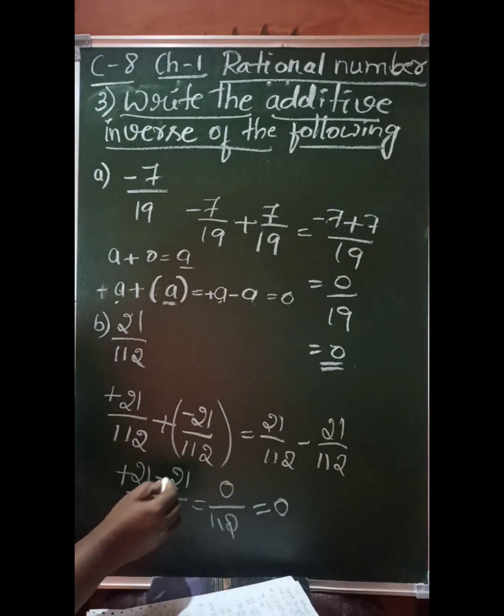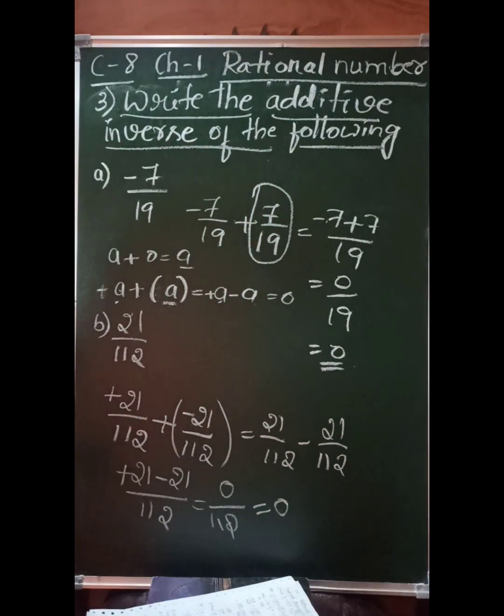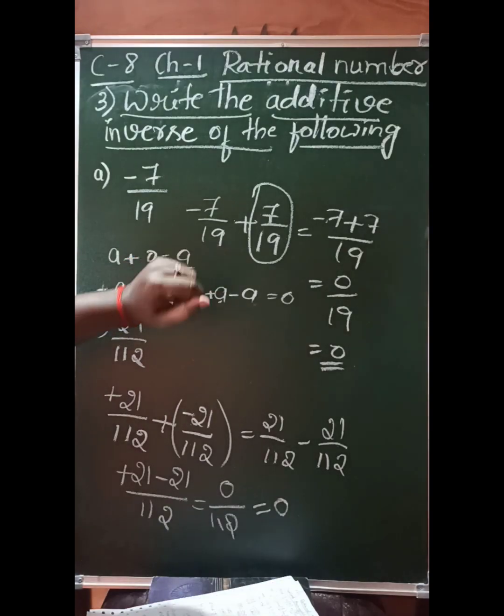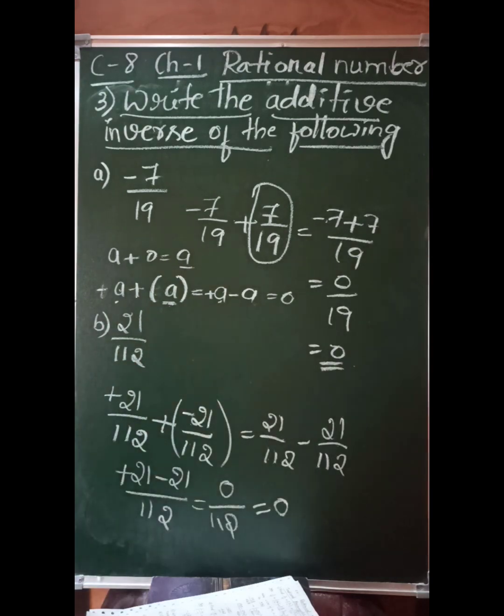So here in this problem, plus 7 by 19 is the additive inverse of minus 7 by 19. In this problem, minus 21 by 112 is the additive inverse of plus 21 by 112. A very simple technique is, when they give it in negative, you consider it in positive. When they give it in positive, you consider it in negative. That's it. This is how we are going to find out the additive inverse. Let's move on to the next problem.